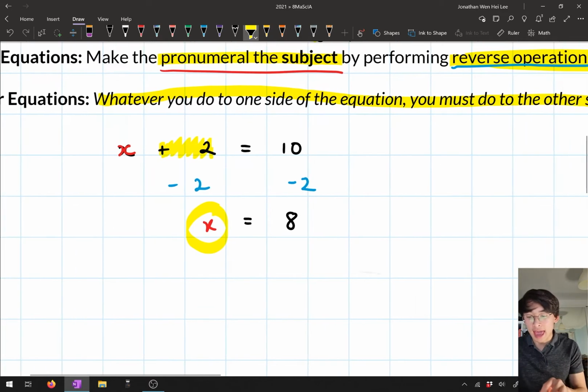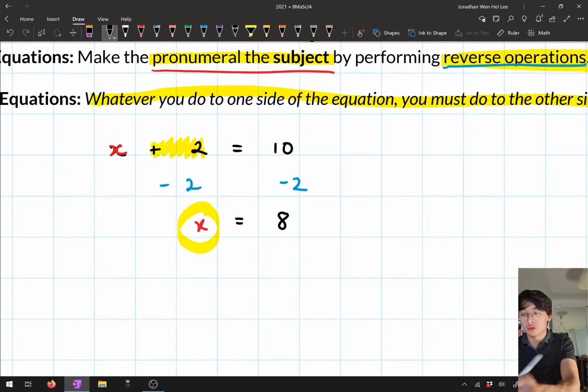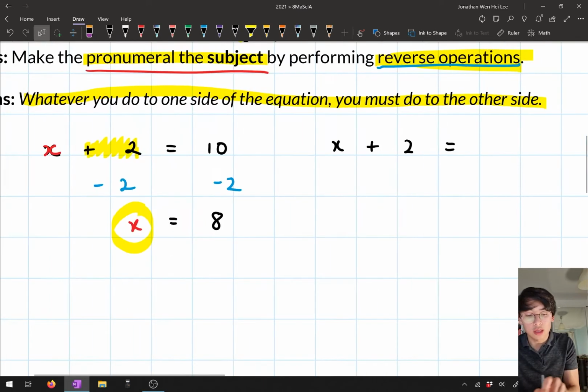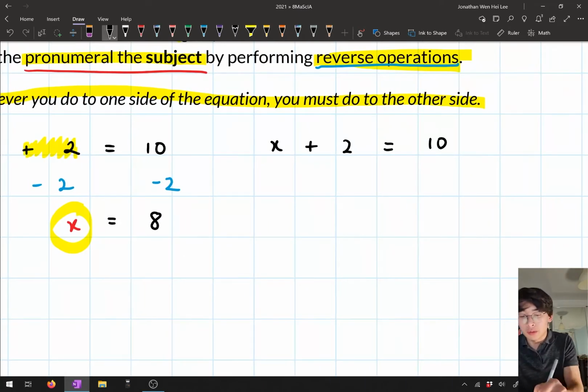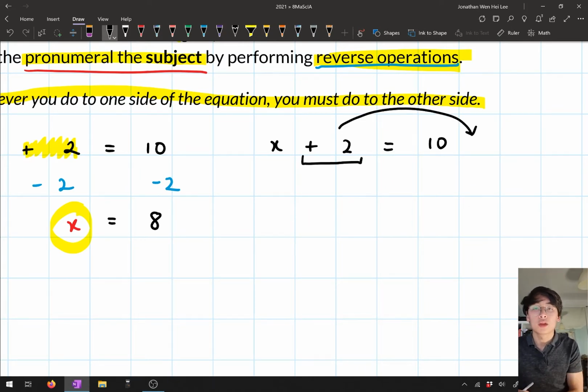The other way, once you get the hang of this, you don't need to actually write this minus 2. Another way that people like to think of this is, if you've got an equation like this, we want to move this plus 2 to the other side. And the way that we need to do this is, well, a reverse operation. If we've got plus 2 on one side and we move it to the other side, we actually need to change that to a minus 2. And so here, x is equal to 10 minus 2, and that will give you 8. So that's the way that we are going to be solving equations.